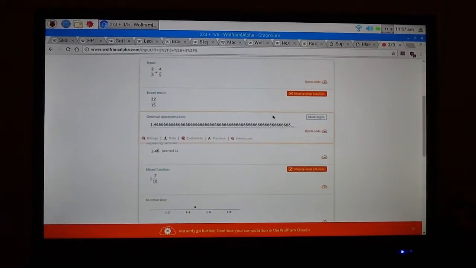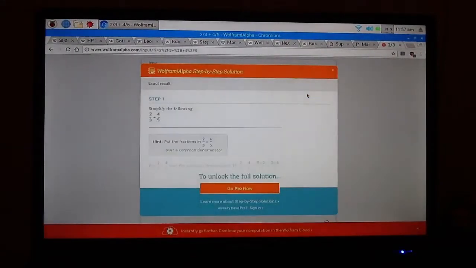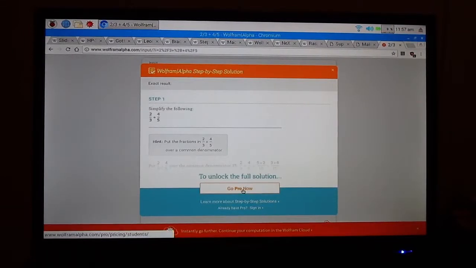Now here's something over here. You see where it says step-by-step solution. Okay, you click on that, and it's going to show you how to do this problem step by step, except in this free version that you get through your browser, it doesn't want to do it. It says if you want to unlock the full solution, you've got to go Pro. And now you've got to pay some money if you want to use it as a tutor with a regular browser.